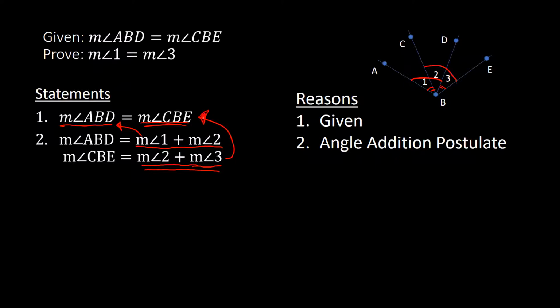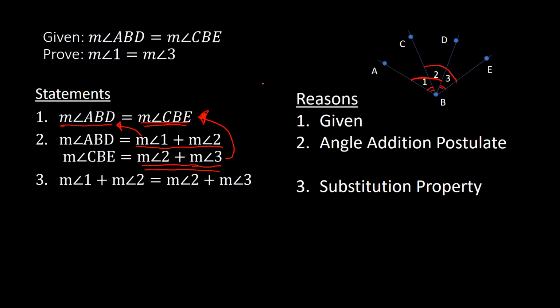Now what I'm going to have is the measure of angle 1 plus measure of angle 2 equals measure of angle 2 plus measure of angle 3. And the reason for that is because I'm substituting. I am substituting the measures of angles 1 and 2 in place of ABD, and the measures of angles 2 and 3 in place of angle CBE. Now we have an equation, and we just want to get angle 1 and angle 3 by itself. So if I can just get rid of this measure of angle 2, then I'm good.